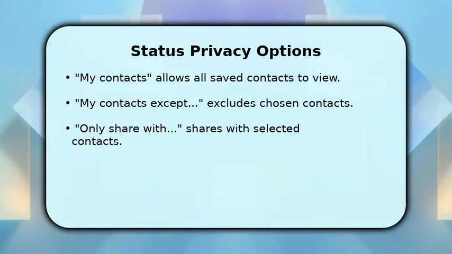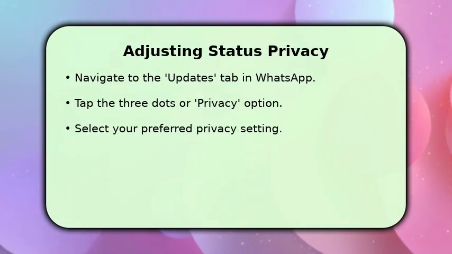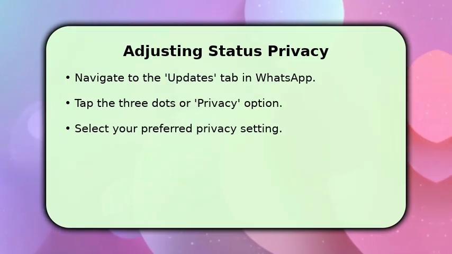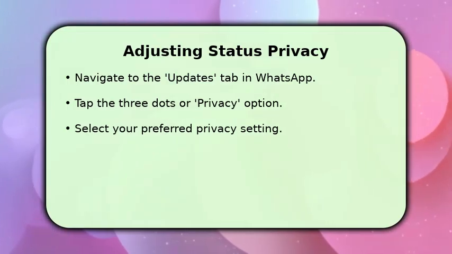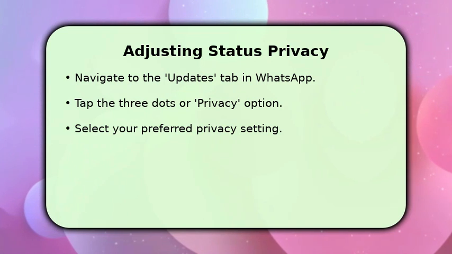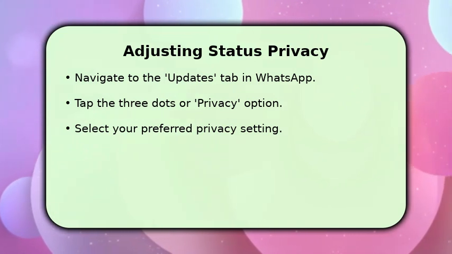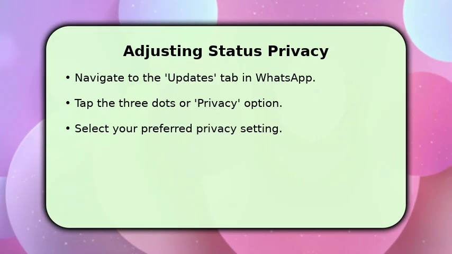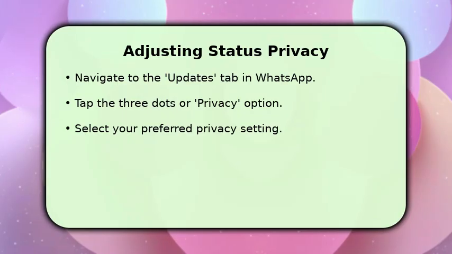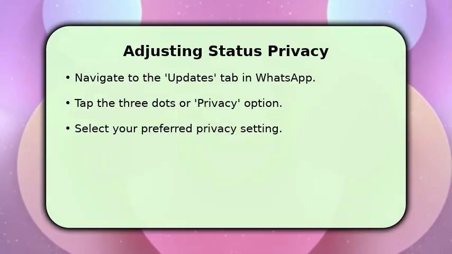To change your status privacy, first open WhatsApp and go to the Updates tab. On Android, tap the 3 vertical dots in the top right corner, then select Status Privacy. On iPhone, tap Privacy. From there, you can choose My Contacts Except, or Only Share With. Make your selection and confirm to apply the changes.